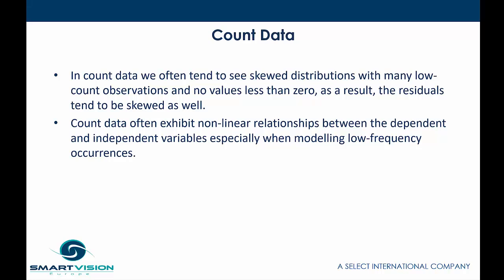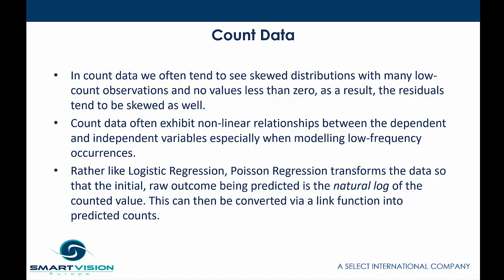And something to bear in mind is that rather like logistic regression, Poisson regression transforms the data so that the initial raw outcome is being predicted actually as the natural log of the counted value. And that is then converted via a link function, just as logistic regression uses a link function, into the predicted counts, whereas logistic regression's link function creates a probability value, the probability of being in one of the outcome categories, the key outcome category. With Poisson regression, the link function transforms the result into predicted frequency counts.